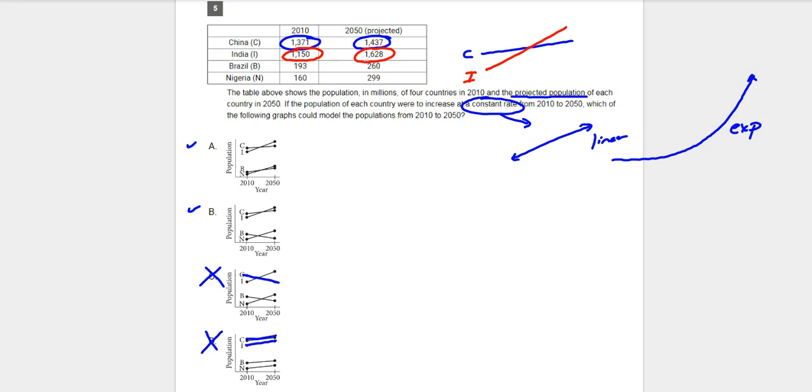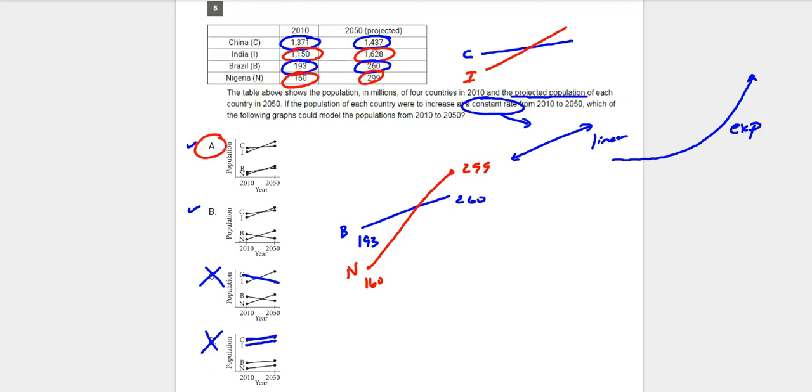So Brazil definitely increased. So we're going up. We go from 193 up to 260. So that is Brazil. And then if we look at Nigeria, we started lower. So we'll put it maybe down here at 160. But we finished higher. So kind of the same situation. Nigeria surpasses Brazil up to 299. So the correct answer here would be A.